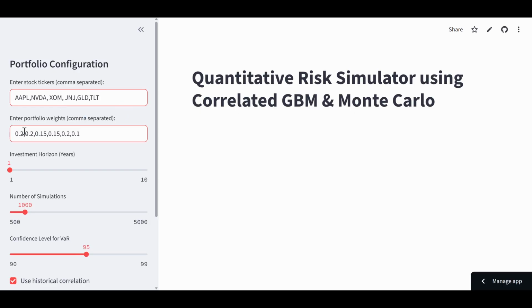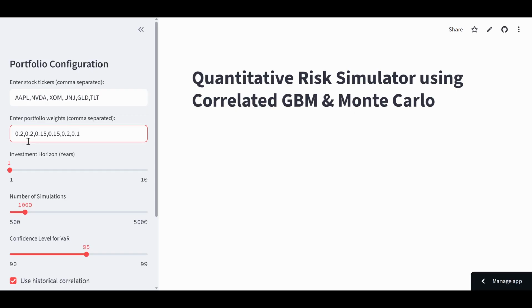And these are the portfolio weights. Basically, let's say we have 0.2 over here, which means 20% of our portfolio consists of Apple stock, and 20% of Nvidia stock. 15% is ExxonMobil Corp, and 15% is J&J, that is Johnson & Johnson, and 20% is gold, and then we have 10% in Treasury bonds. So basically everything should add up to 100%.